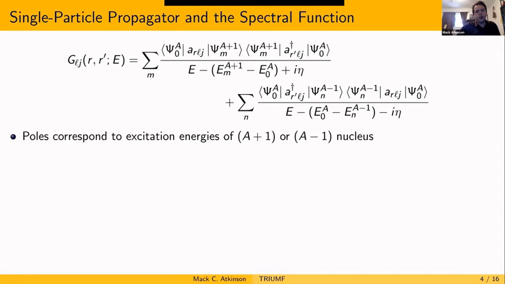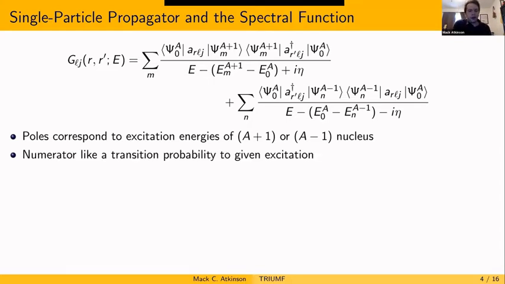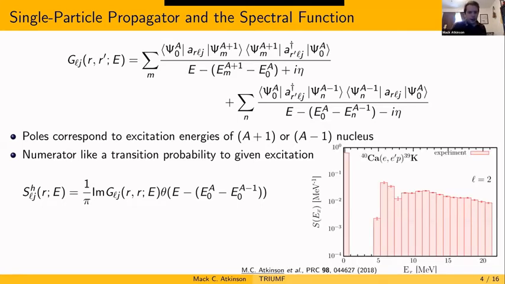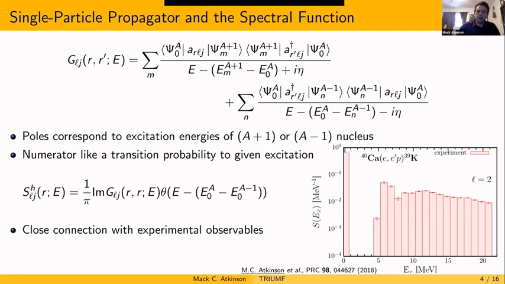The poles of each of these terms correspond to the excitation energies of the A+1 or A-1 nucleus, depending on the particle or hole characteristics. The numerator for these fractions corresponds to a transition probability to the given excitation. The numerators are referred to as the spectral functions, which you can extract from the Green's function by taking the imaginary part of it. And it has a close connection with experimental observables.